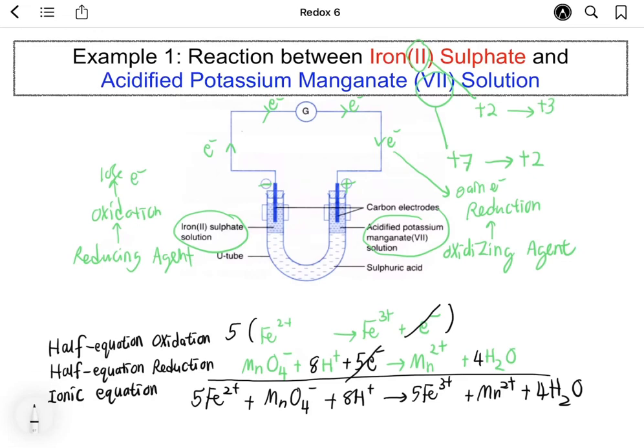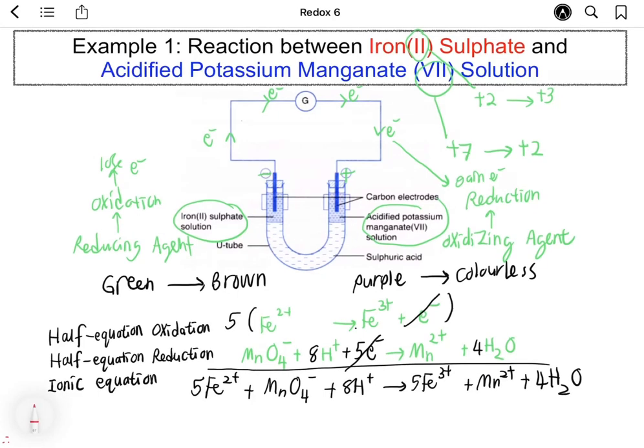So our last step is the observation in reducing agent and observation in oxidizing agent. Fe2+ is green, while Fe3+ is brown. So we'll observe the color change from green to brown. Next, for acidified potassium manganate, the manganate ion +7 is purple, while the manganese ion +2 is colorless. So we'll observe the color change, purple to colorless.